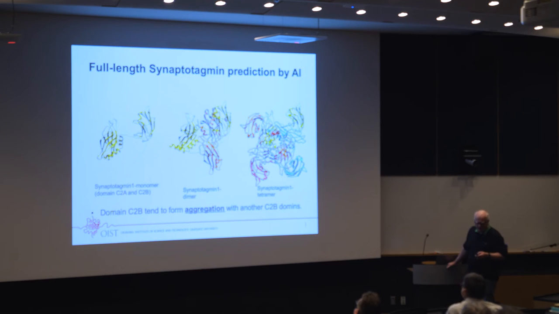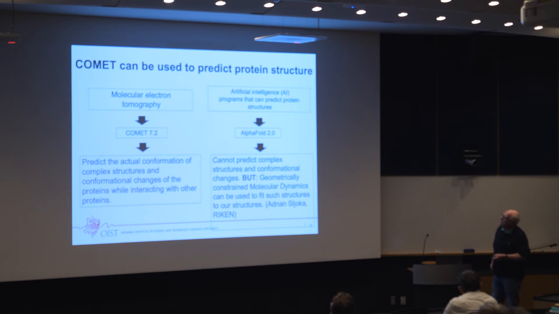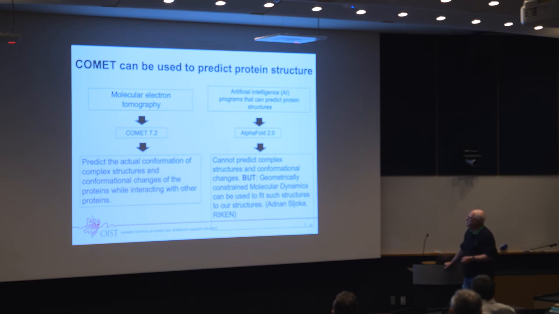And if you take the full length synaptotagmin, you know, it has a tail that goes all the way up to be anchored in the synaptic vesicle. And then it gets even worse, I think, in terms of how much you can believe of the structure. But we can use COMET to predict protein structures. And here comes a twist on this. COMET can be used to predict actual conformations of complex structures and conformational changes of the proteins while interacting with other proteins. So with artificial intelligence, at least at this point, it can't really predict complex structures and conformational changes. But geometrically constrained molecular dynamics can be used to fit such structures to our structures. And there is a researcher from Toronto who works in RIKEN right now, Adnan Shloka, who has developed this.